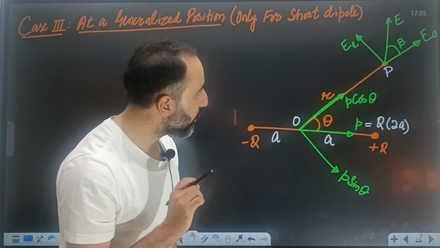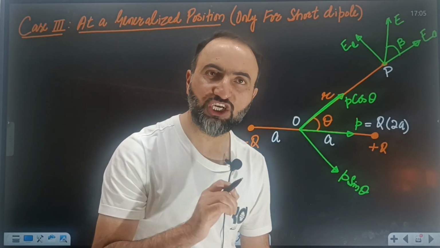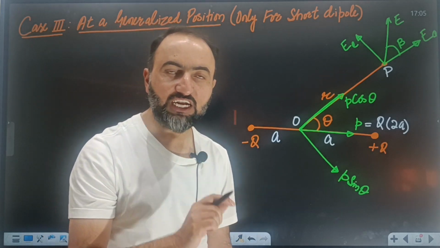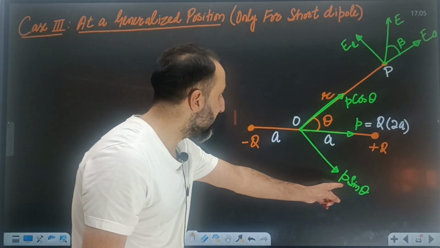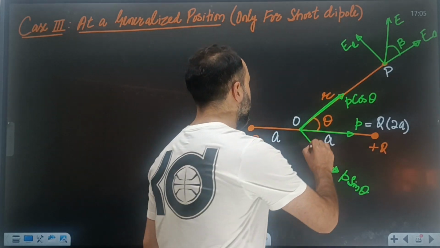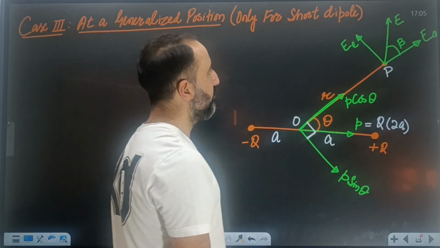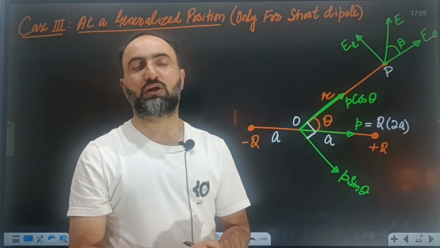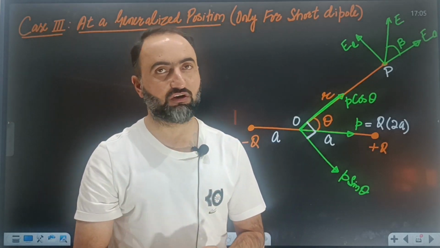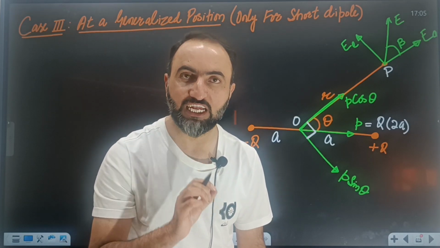Then concentrate on the point P. The point P lies on the axial line of P cos theta, and it lies on the equatorial line of P sin theta, because this is perpendicular here. You see that these two lines are mutually perpendicular. So at point P there will be two electric fields. There will be an electric field because of P cos theta, which will be axial in nature, and an electric field because of P sin theta, which will be equatorial in nature.